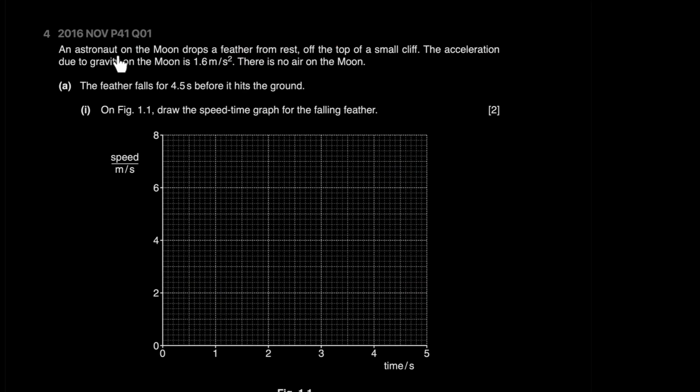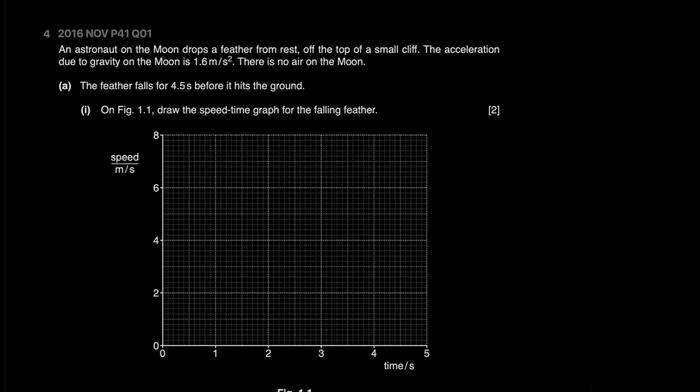This is an interesting question. An astronaut on the moon drops a feather from rest off the top of a small cliff. The acceleration due to gravity on the moon is 1.6 meter per second square. There is no air on the moon. The feather falls for 4.5 seconds before it hits the ground. So it travels for 4.5 seconds. So draw a speed time graph of the falling feather. So, well, if I figure out what the speed is at 4.5 seconds, I can make a very nice straight line.